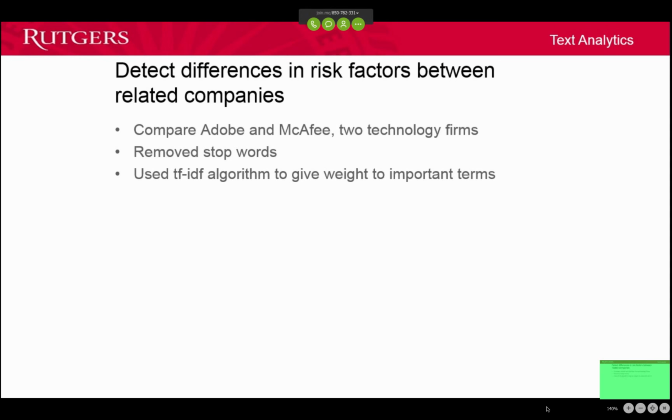So there is a nice weighting algorithm called TF-IDF, Term Frequency Inverse Document Frequency, which gives weight to important terms. Without worrying about the mathematics of it, this is how TF-IDF works conceptually.